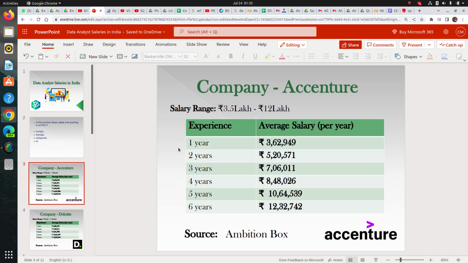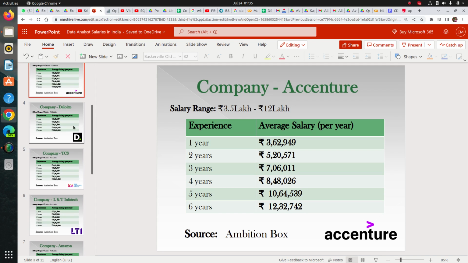So we are going to see some company salary ranges based on their experience. First is Accenture. We have taken this information from AmbitionBox, and I'm going to share one website also where you can see the salaries given by some companies as a fresher and with experience. For Accenture, based on experience, 1 to 6 years, salary ranges from 3.5 lakhs to 12 lakhs. So these are tentative salaries. Don't take it strictly. Take it just to get a hint of what the tentative salary in this company can be.